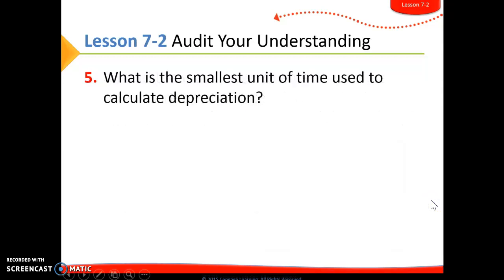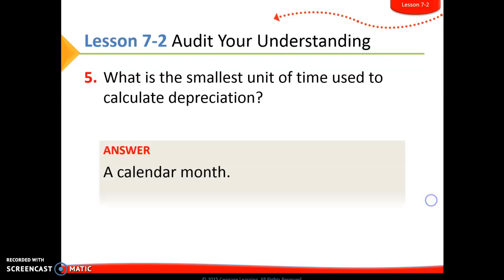And last question, number 5, what's the smallest unit of time used to calculate depreciation? We normally do annual depreciation. However, there are cases where we have a partial year, so then the smallest unit would be a calendar month.